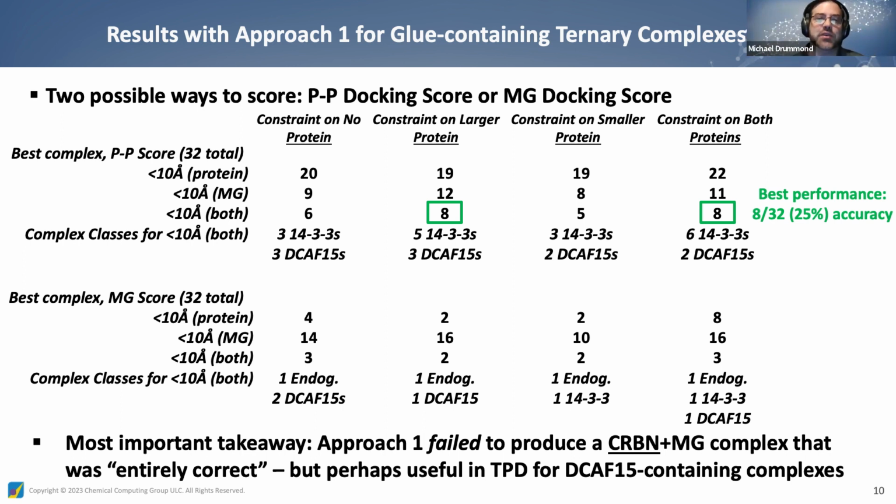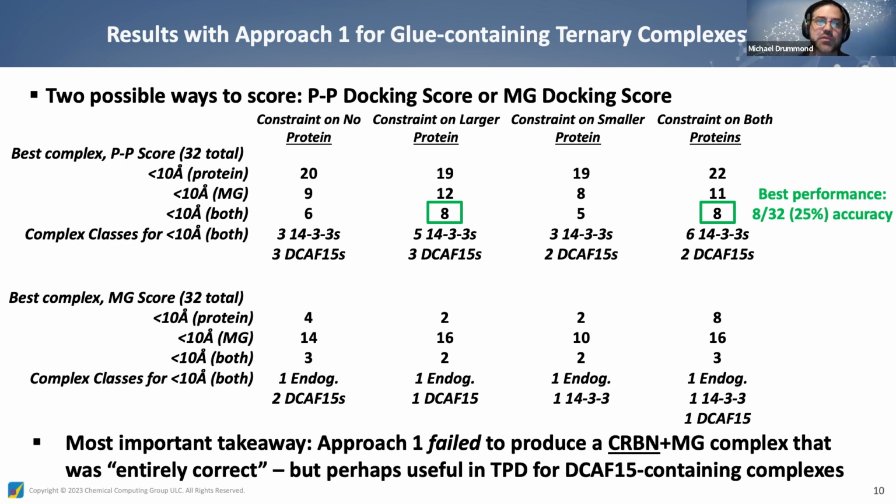So as we do this ternary complex modeling, with this approach 1, you actually get two natural scores. The protein-protein docking phase gives you a score, as does the molecular glue, that small molecule docking phase. And so we can look at both of those scores to see if one or the other does a better job of giving us accurate results.